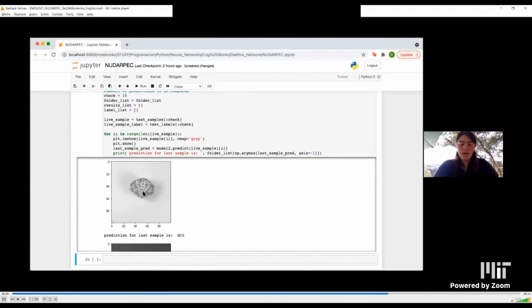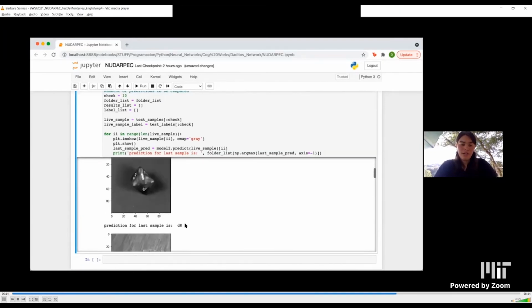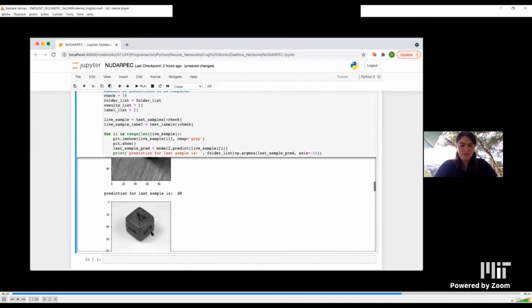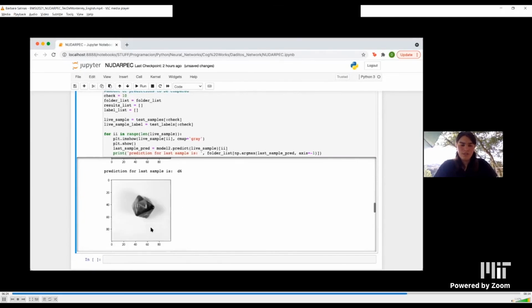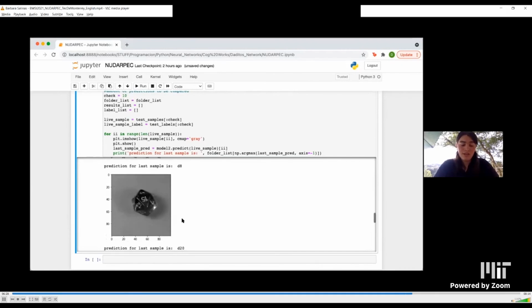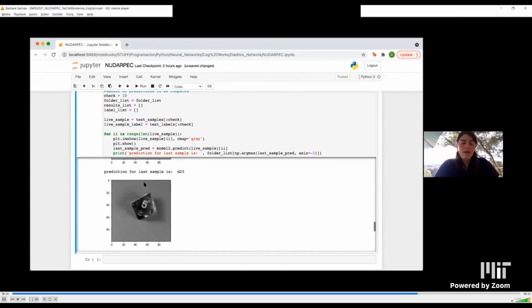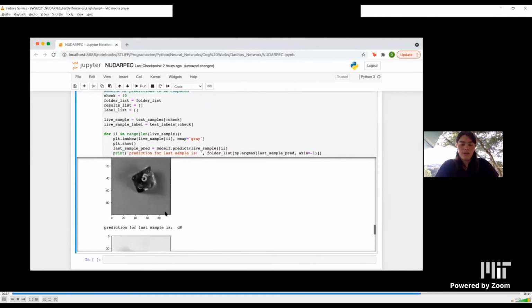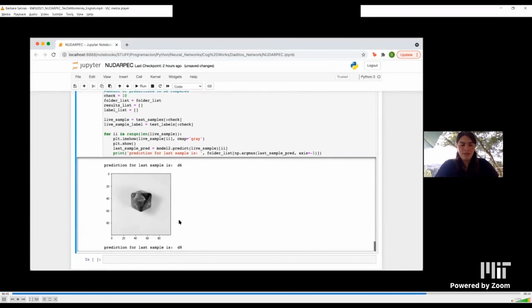So the first one is a 10-sided dice, and the network tells us it is actually a 10-sided die. Here we have an 8-sided die, a D8. This is another D8. This is a D6. The model says it's a D6. Another D6, D6, D8, another D8. Here we have a D20, a 20-sided dice, and the model says it's a 20-sided die, so that's actually pretty good. Here we have another 8-sided die, and it says it's 8-sided, 6-sided, 6-sided, 8-sided, and 8-sided.